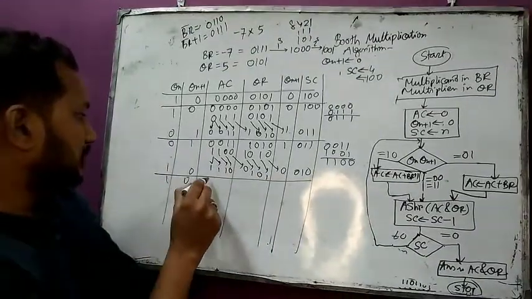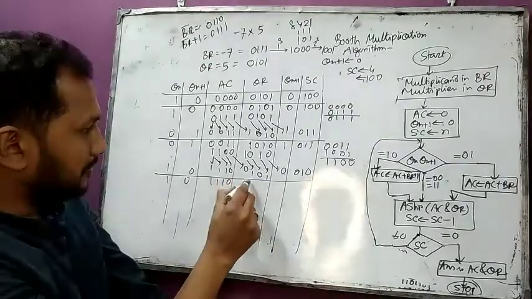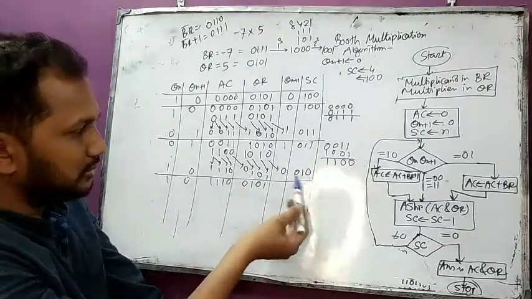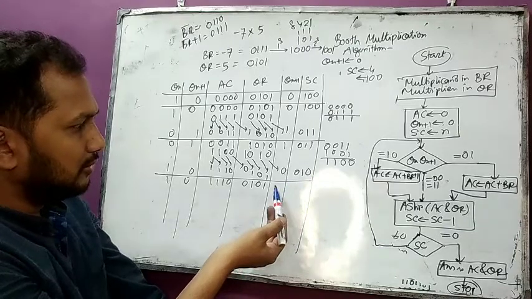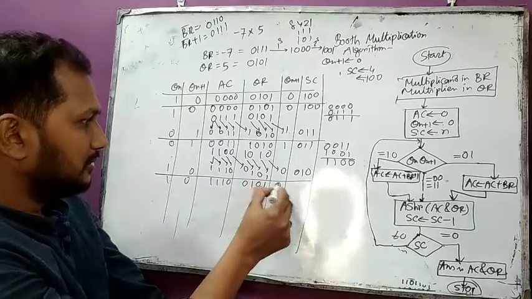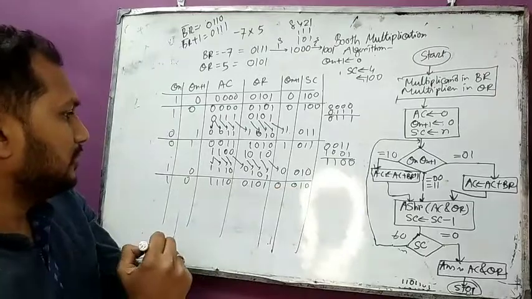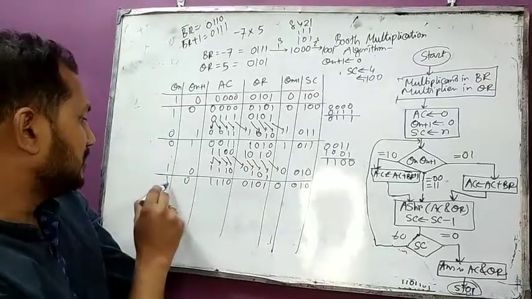Now for the 1 0 we have to compute again, because the sequence counter is not 0 0. Unless the sequence count is 0, we have to repeat this procedure. 0 1 0 is not equal to 0 0 0. So here is the 1 0.